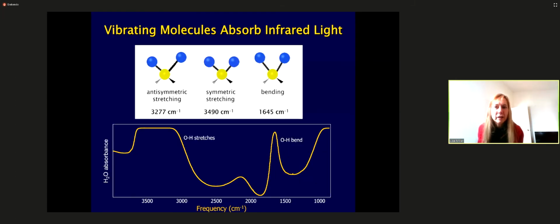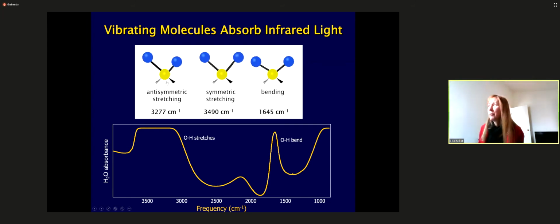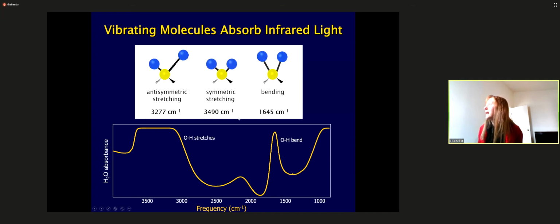So infrared spectroscopy or microspectroscopy is based on looking at the vibrations in molecules. So if you were to take a look at the water molecule, for example, it's vibrating all the time. It's vibrating in an asymmetric way, or what we call anti-symmetric way, a symmetric way, or bending. And all of these vibrations are happening at different wavelengths. So the water OH stretching vibrations occur at 3277, around 3490, and then this bending mode is occurring around 1645.